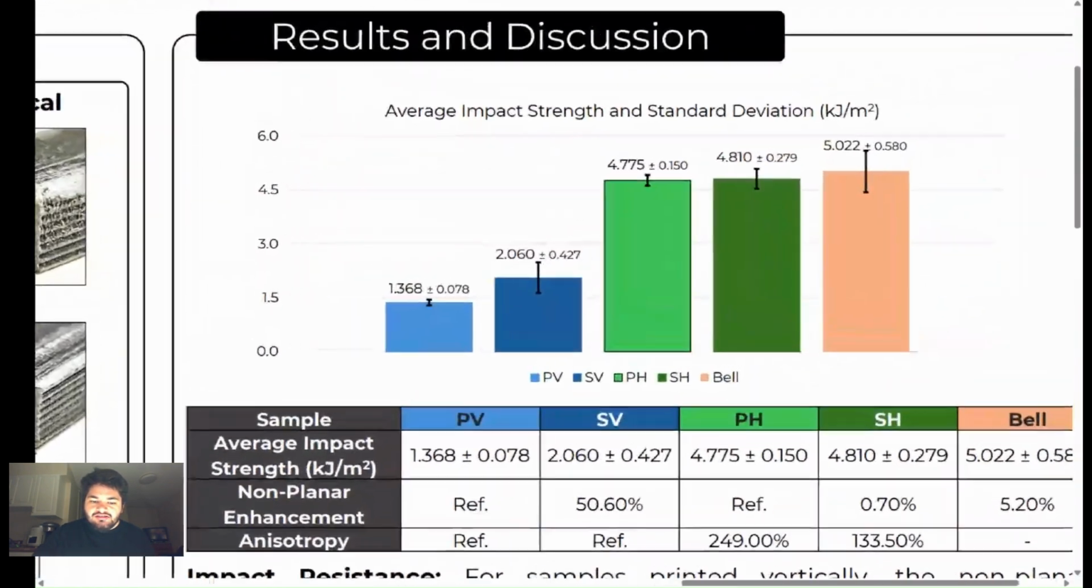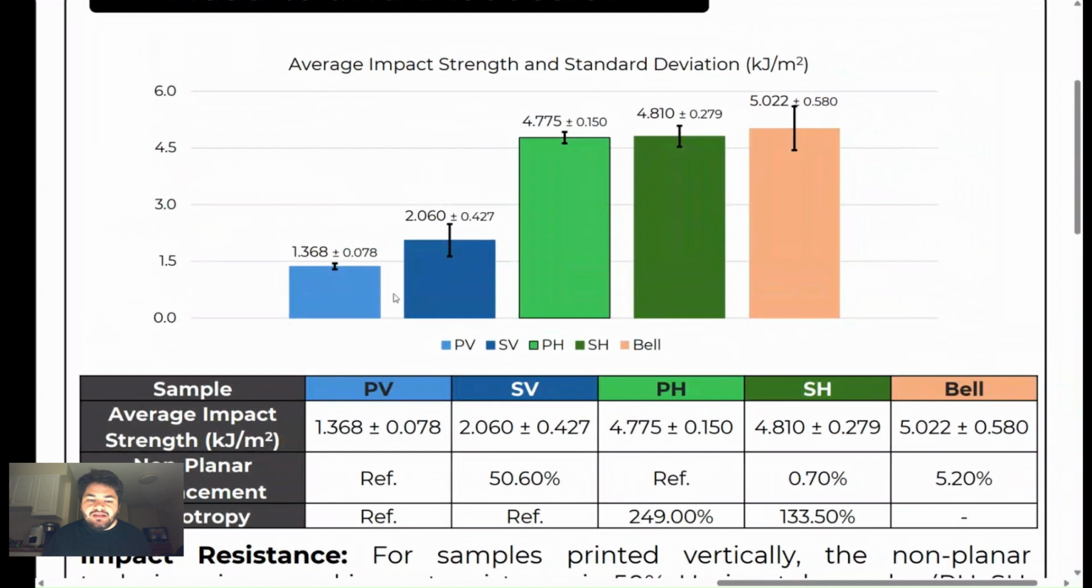But something that we can say here is that between the planar vertical and planar horizontal, which is classical anisotropy, the difference in anisotropy was 250%. So average 4.7 here for horizontal and average 1.36, 1.37 for vertical. And for the same slicings, only changing the orientation, for the sinusoidal ones, which are also a pair, the average was 2.06 for the vertical and 4.81 for the horizontal.